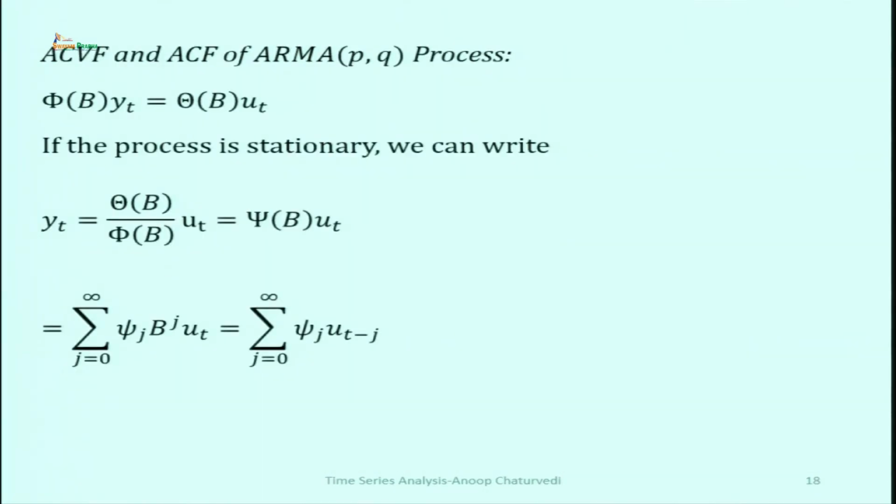Now, the ACVF and ACF of ARMA(p,q) process. So, we have the ARMA(p,q) process, and if the process is stationary, you can write the process in the form y t equal to theta(B) upon phi(B) u t equal to psi(B) u t, where psi(B) is an infinite lag polynomial, summation j equal to 0 to infinity psi j B to the power j u t.